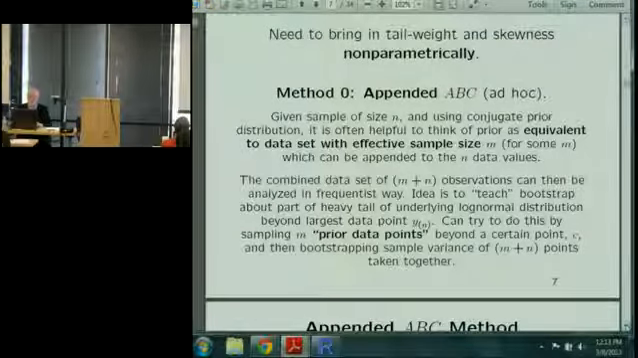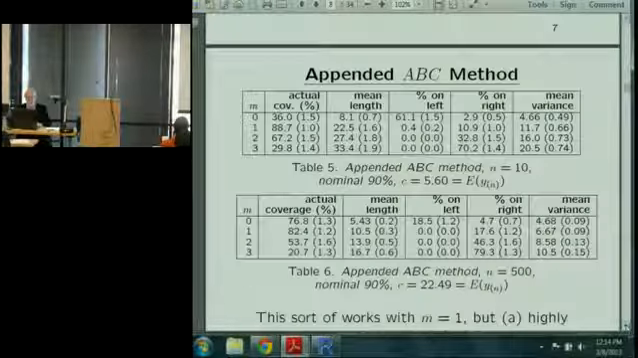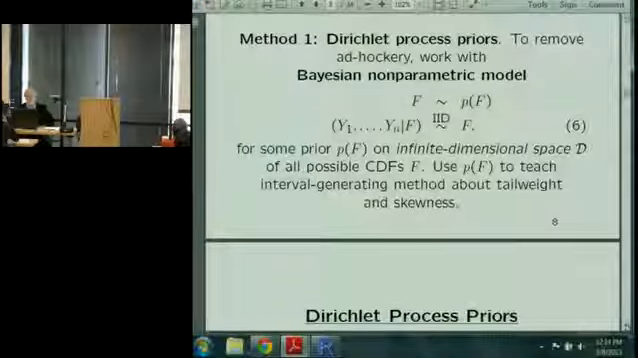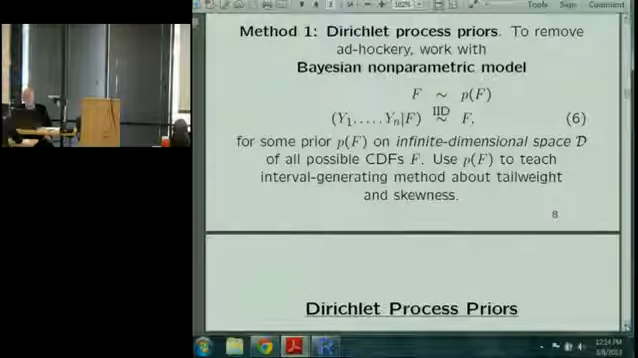And so first of all, this master student and I tried an ad hoc method, which I'm not even going to tell about because it didn't work. And then here's a principled method that does actually work. And this is going to be a little unit on how Dirichlet process priors work. So to remove that ad hocery of the method I just said I wasn't even going to tell you because it doesn't belong there, I'm going to work with Bayesian non-parametrics now. I'm going to try to come up with a prior on the set of all CDFs.